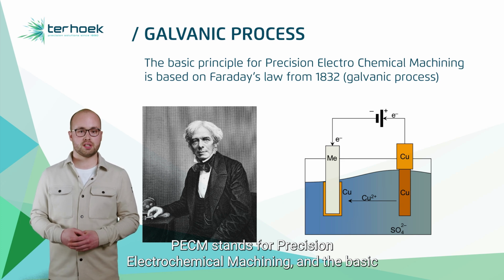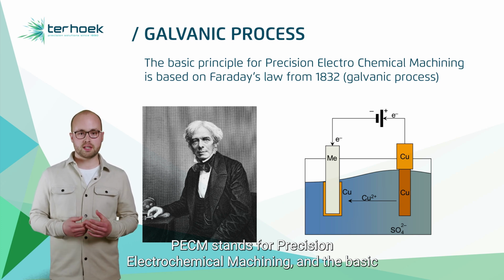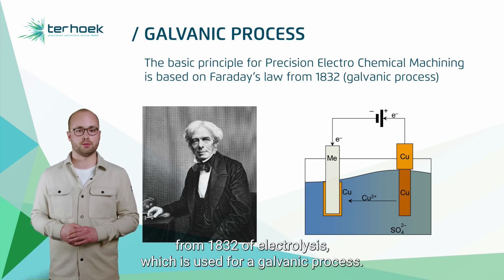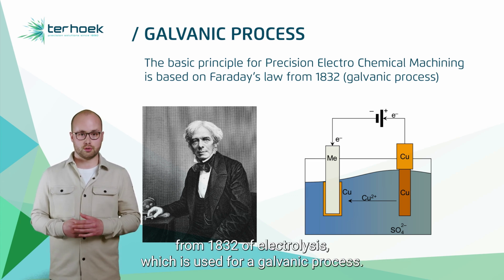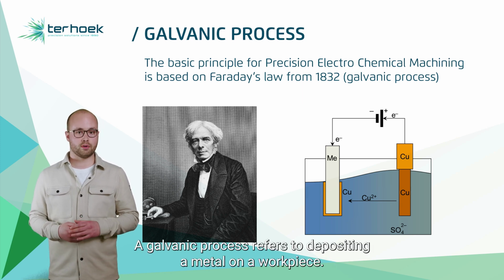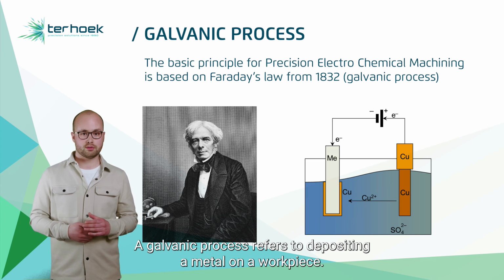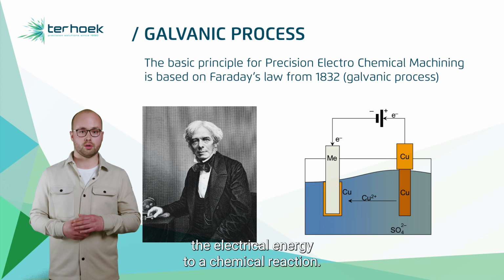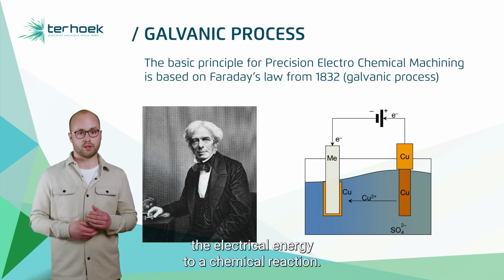PECM stands for Precision Electrochemical Machining, and the basic principles are based on the first and second Faraday's law from 1832 of electrolysis, which is used for a galvanic process. A galvanic process refers to depositing a metal on a workpiece. This is done by electrolysis, which converts the electrical energy to a chemical reaction.